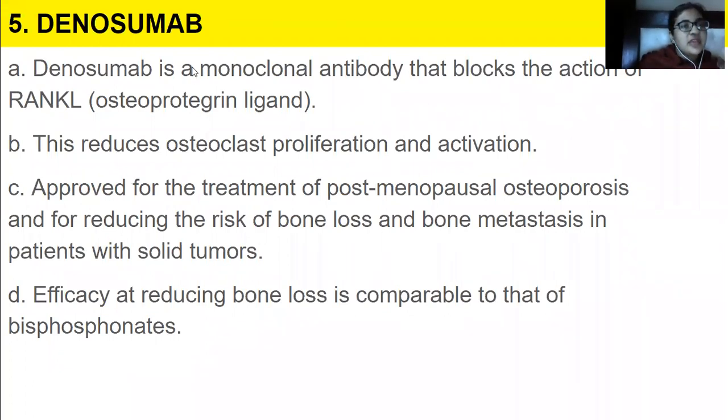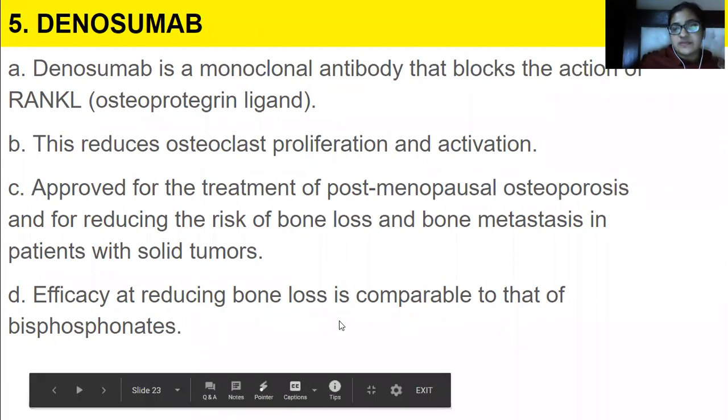Then we have denosumab. This is a monoclonal antibody that blocks the action of RANK ligand, which is osteoprotegerin. So this reduces osteoclast proliferation and activation. It is approved for the treatment of postmenopausal osteoporosis and for reducing the risk of bone loss and bone metastasis in patients with solid tumors. So efficacy at reducing bone loss is comparable to that of bisphosphonates.